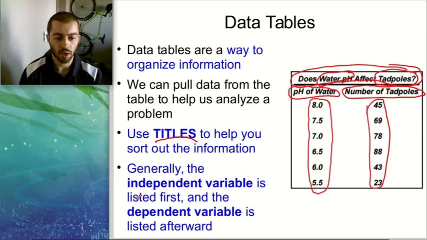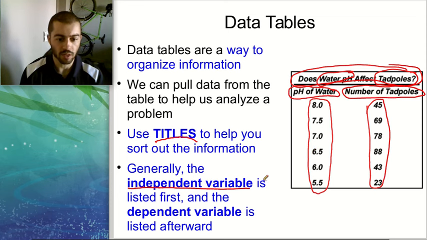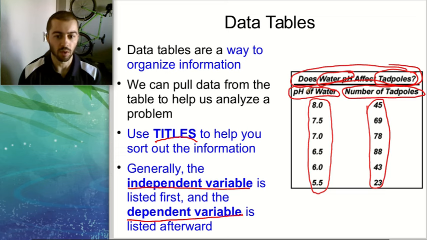All right. So the other thing with data tables is that usually you're going to see the independent variable first in the data table. If it's a well-constructed data table, you'll see the independent variable first, and then the dependent variable or multiple variables will be listed afterwards. So these are the parts of the data table we want to know. We have the independent variable here in this column and the dependent variable here in this column.